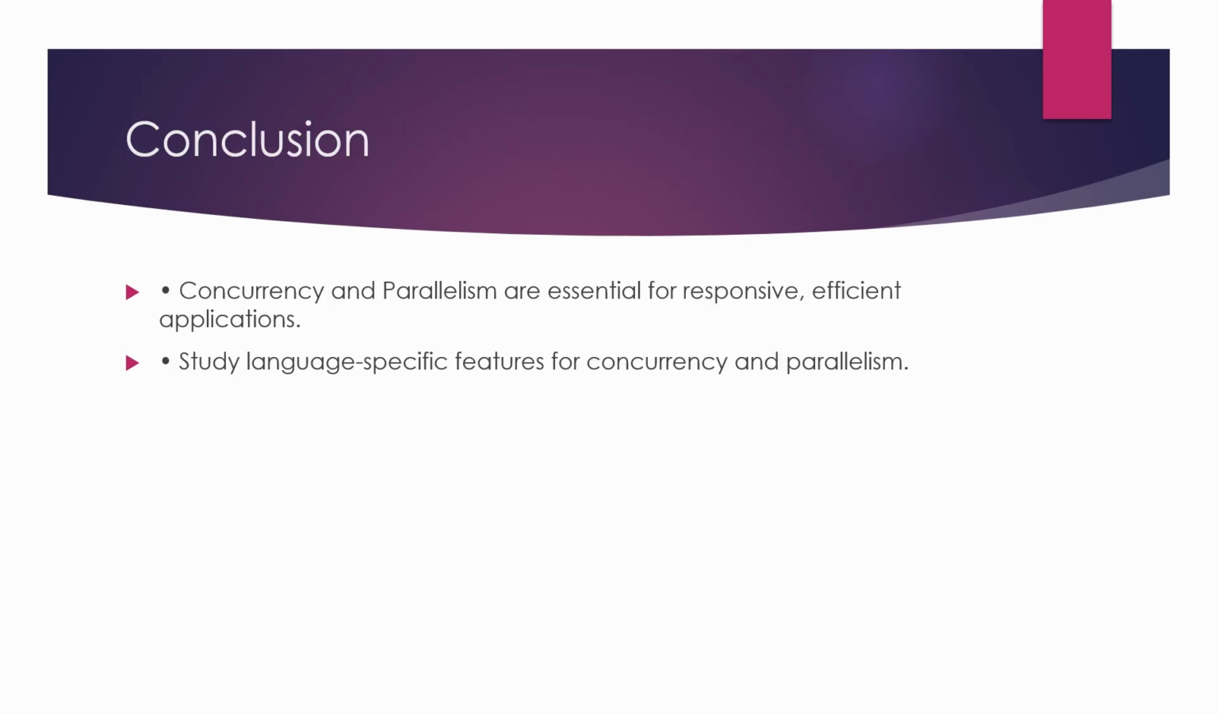To sum up, both concurrency and parallelism are crucial concepts for developing efficient applications. Concurrency helps in managing multiple tasks, while parallelism speeds up computationally heavy operations. Understanding these concepts and how they are implemented in different programming languages will help you optimize your code.